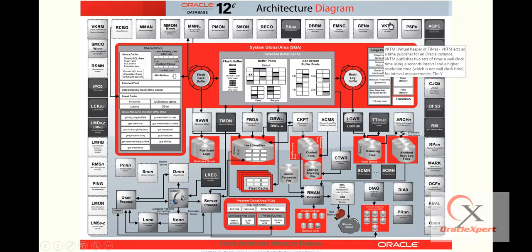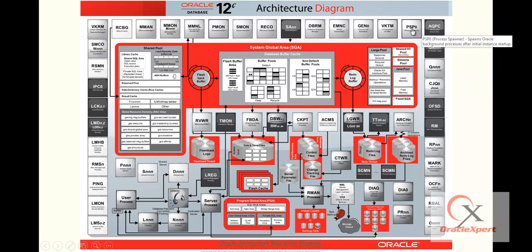EMNC, the EMON coordinator process. The EMNC coordinates event management and notification activity in the database, including streams event notification, continuous query notifications, and fast application notifications. GEN0, generic task execution, performs general tasks on behalf of other background processes, mainly to offload some potential blocking tasks.